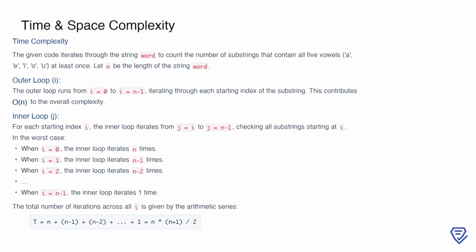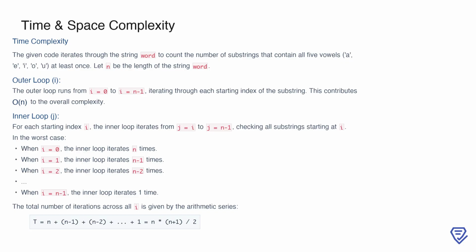Here, we analyze the time complexity of the code by breaking it down into its components. First, we have the outer loop, which iterates through each starting index of the string. If the length of the string is n, this loop runs n times, contributing O(n) to the complexity. Next, for each iteration of the outer loop, the inner loop starts from the current index i and goes up to the end of the string.